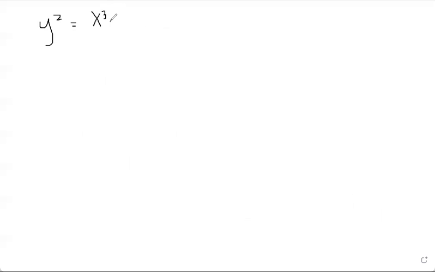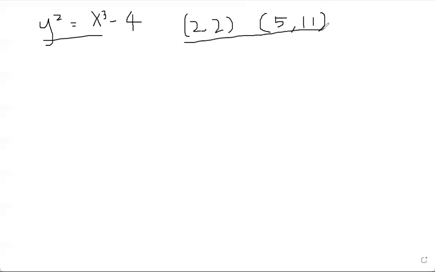minus, what is the magic number? Okay, we started with 1, then we went to 2. So that means this number must be 4. Of course. So let's look at this equation. What solutions are obvious? Obvious solutions are just 2 comma 2. And we're just going to ignore negative solutions because they're basically identical. The obvious solution is 2 comma 2 because 8 minus 4 is 4. And the slightly less obvious solution will be 5 comma 11 because 125 minus 4 is 121, which is 11 squared. So, there are 2 solutions.